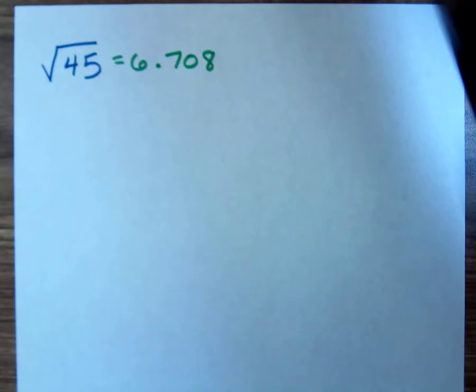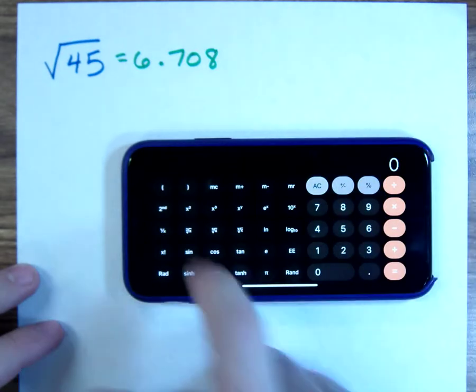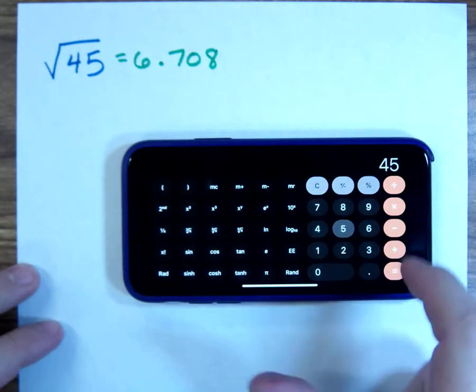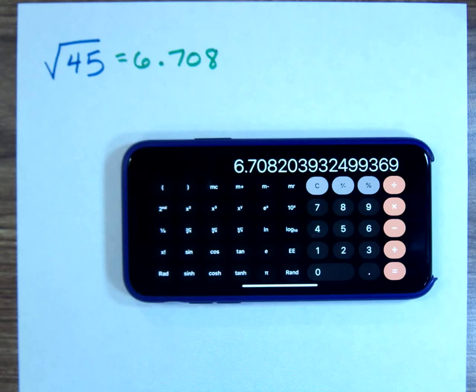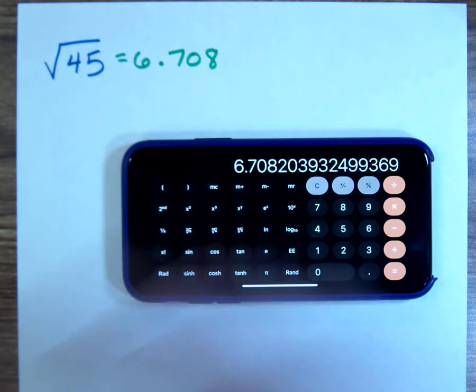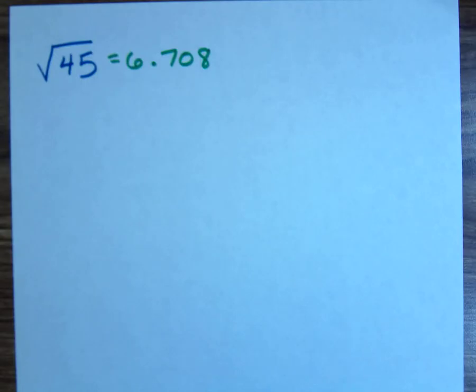Actually, I never tried it the other way. I don't know if it works or not. Let's try it. If I do square root 45. Oh, yeah, you can do it that way too. Square root 45 equals. Yep, that works also. I've never tried it that way. Cool. Thank you, Steve Jobs.